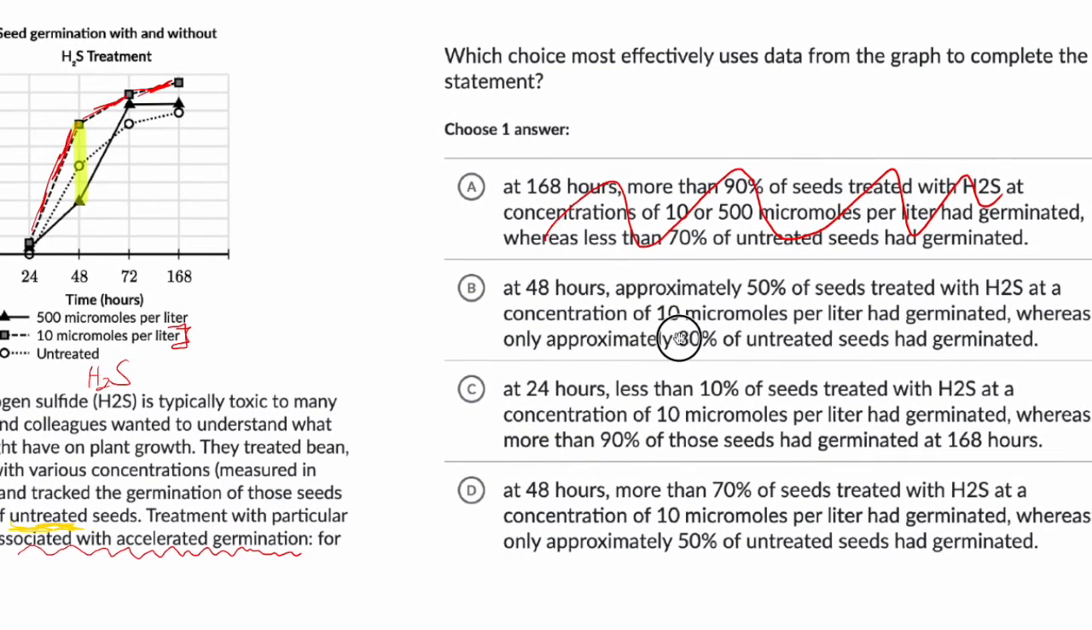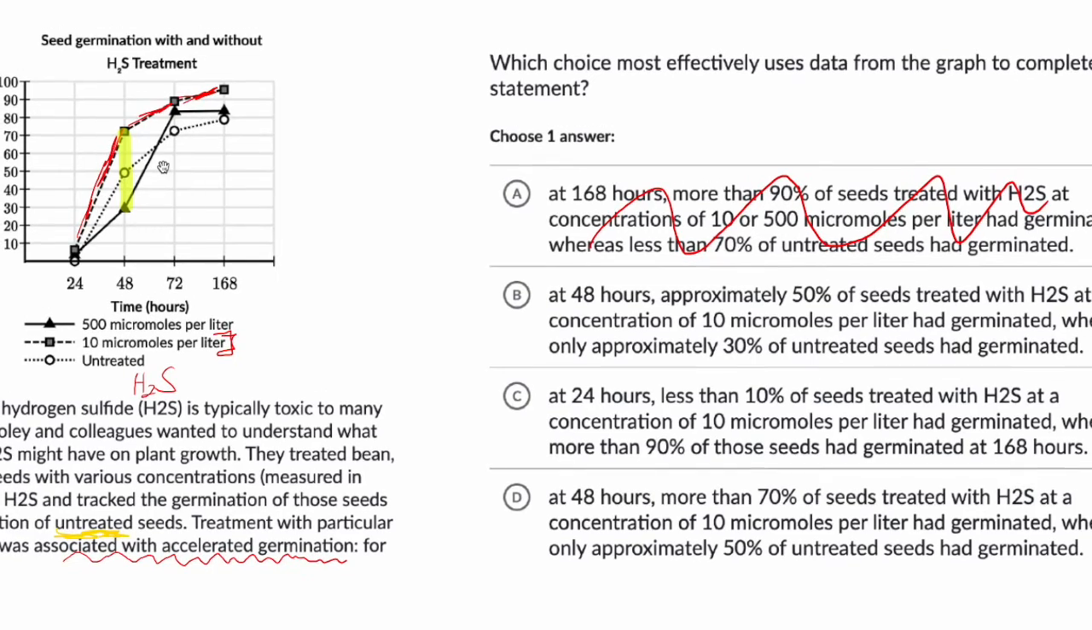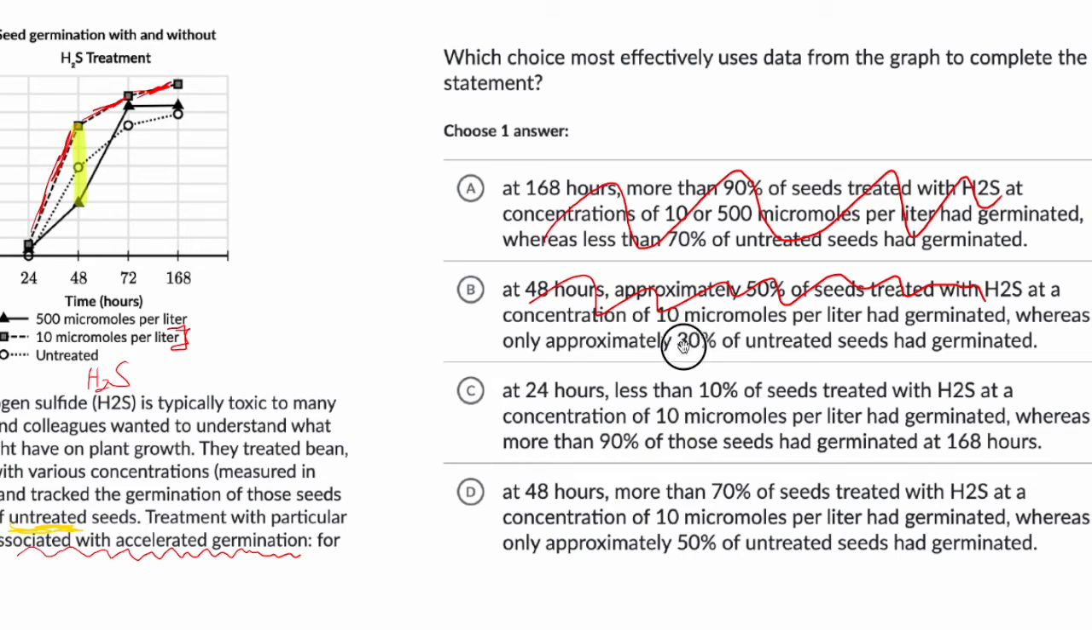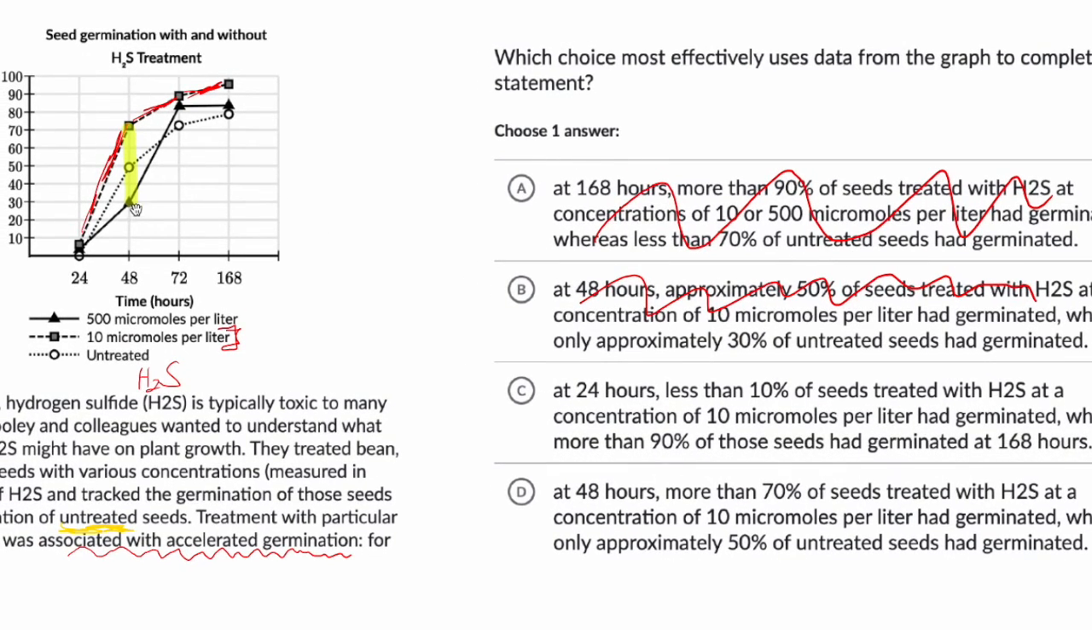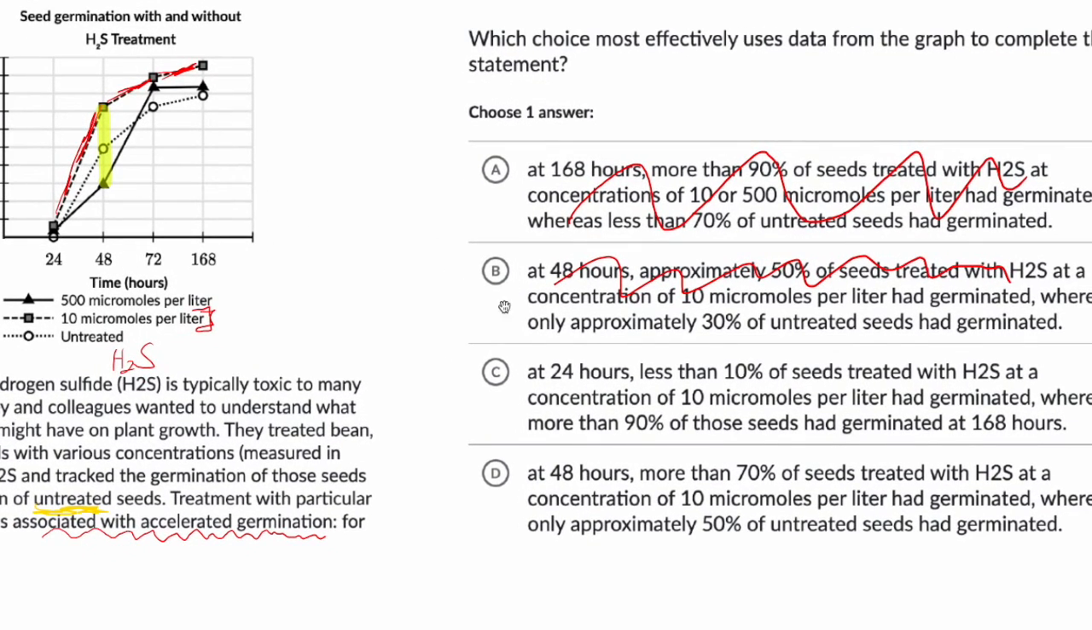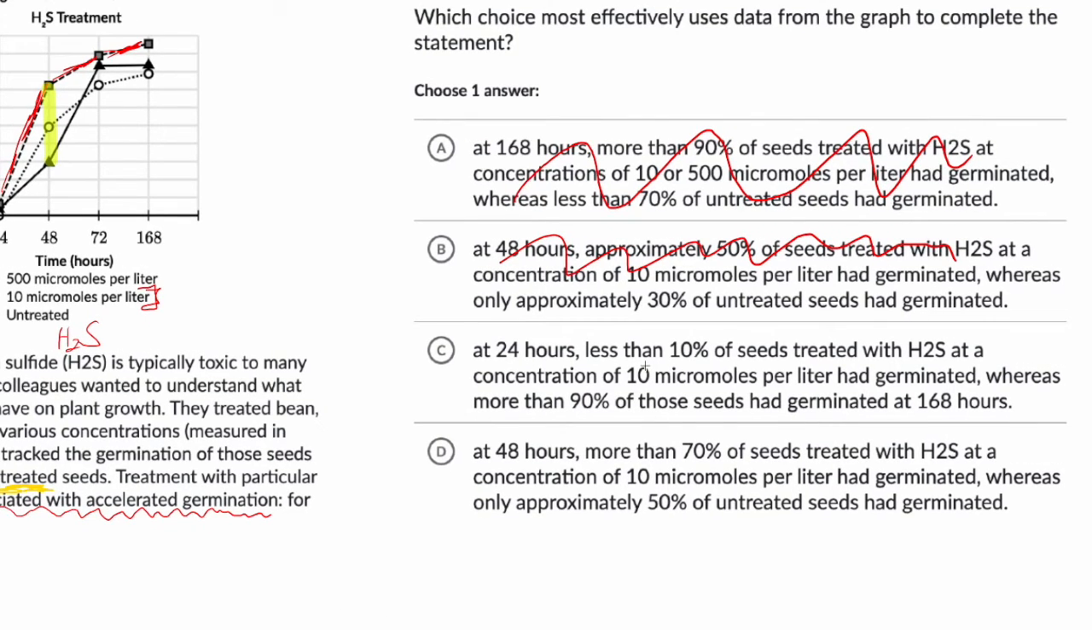At 48 hours, approximately 50% of seeds treated with H2S, and no. So even though this is talking about 48 hours, which I think we do want to zero in on, that first part is not accurate. So it doesn't matter how accurate the rest of it is, although the second part does look accurate in B, but again, the first part's not accurate, so B is incorrect.